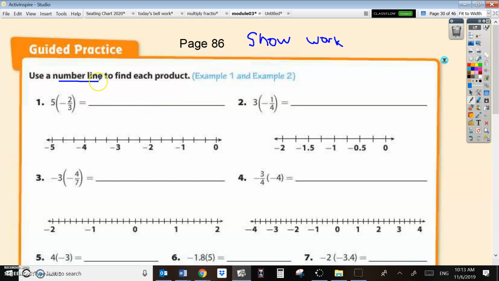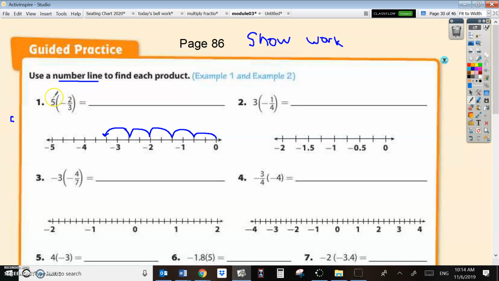You can use a number line. You're going in the negative direction, so go 2/3 5 times. So here's 2/3 1 times. Here's 2/3 twice. 3, 4, 5. Okay? Or you can do this.